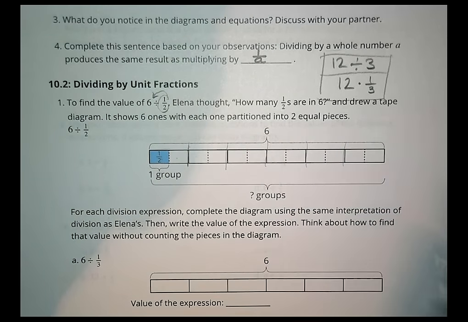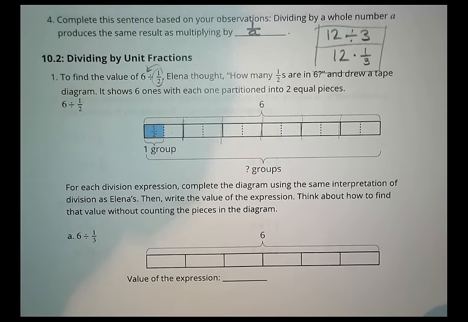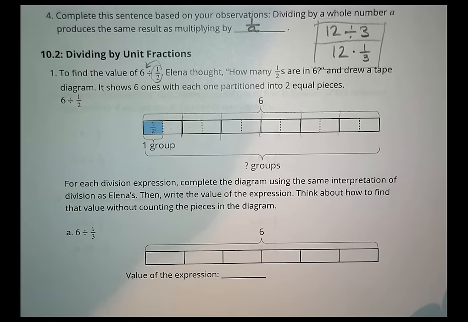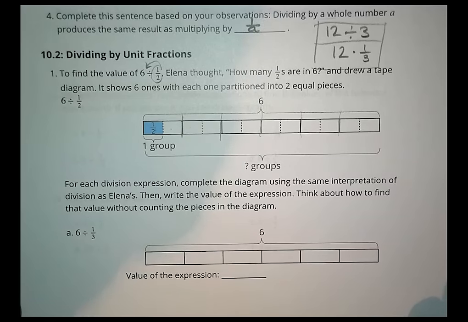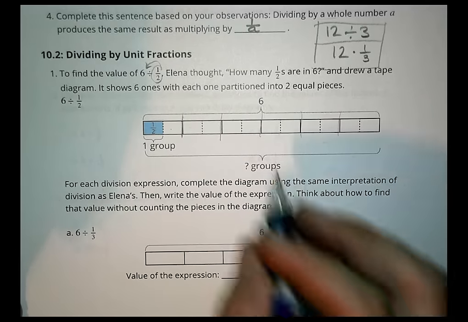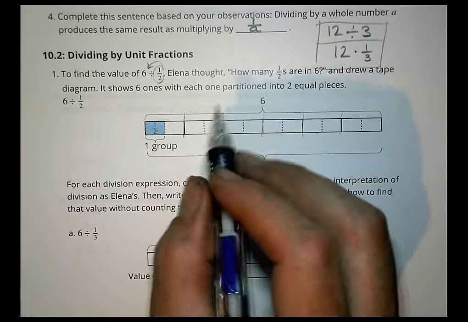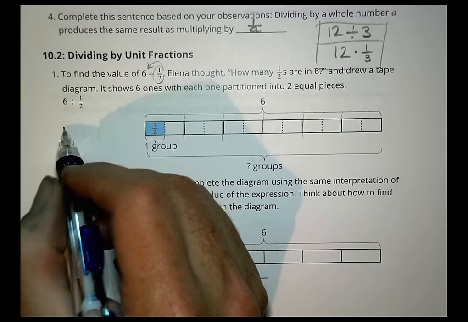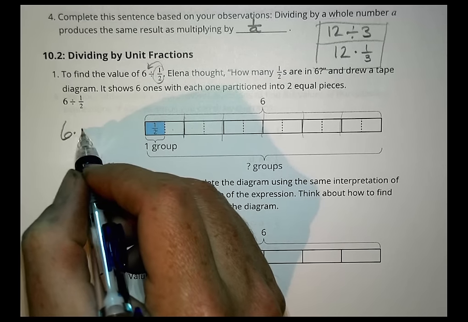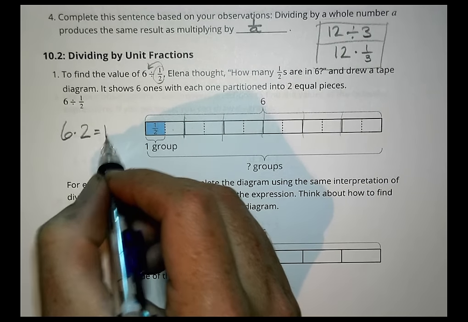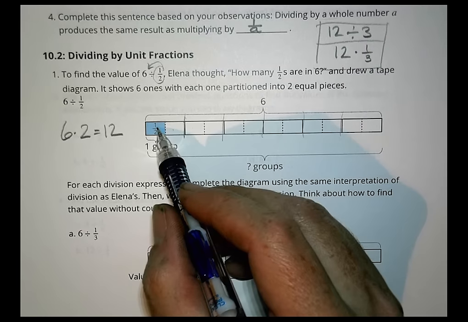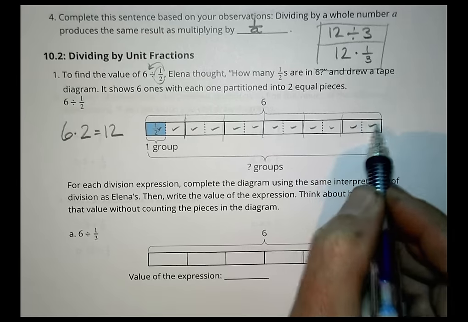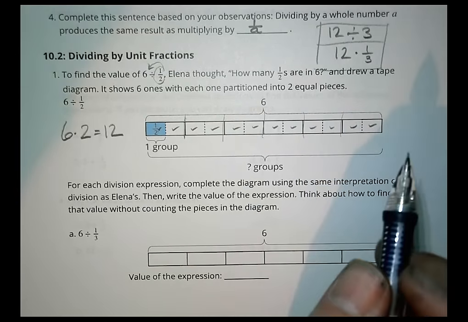For each expression, complete the diagram using the same interpretation of division as Elena's. Then write the value of the expression, and think about how to find that value without counting the pieces in the diagram. So in this case, we go back to our first one. If she wanted to find out how many halves are in 6, we could also think of that as multiplying by the reciprocal, which would come up with 12. The goal here is not to count out 12, right?